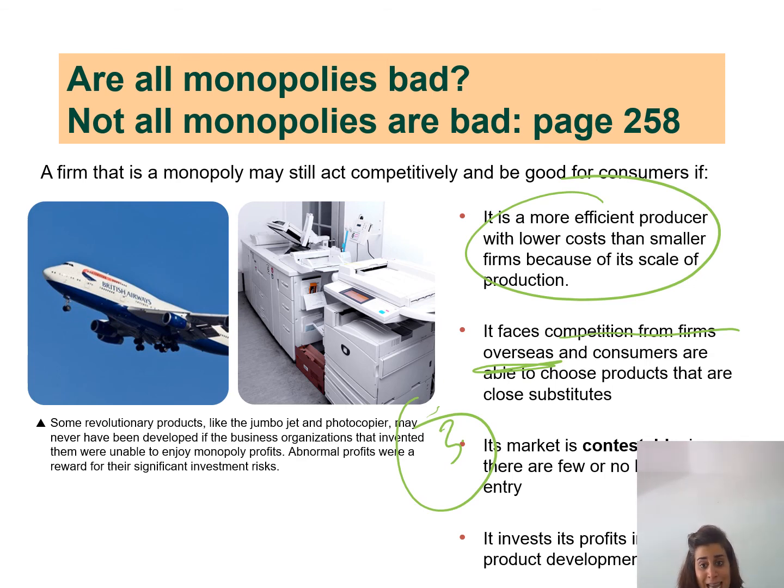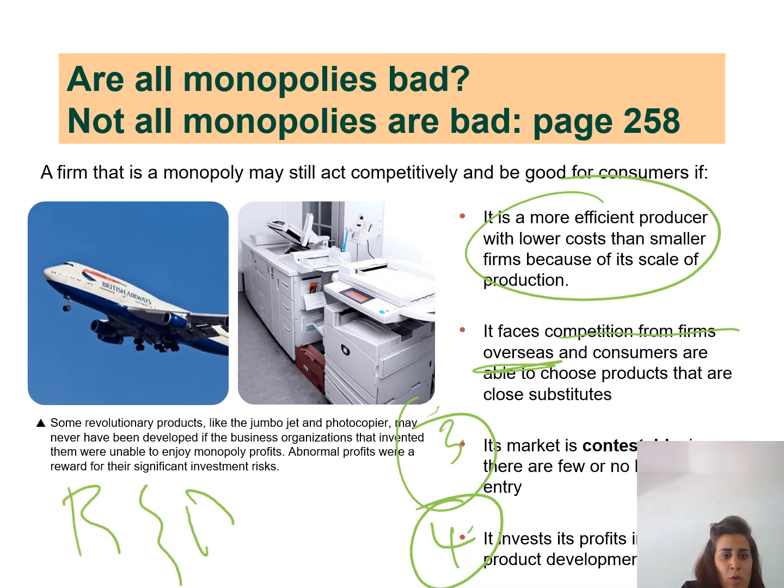Now, since they make abnormal profits, the good thing about it is that they will invest these profits in order to make their product better. They will invest this money that they make in something called the research and development department. It's the R&D department. This department always tries to make their product better.